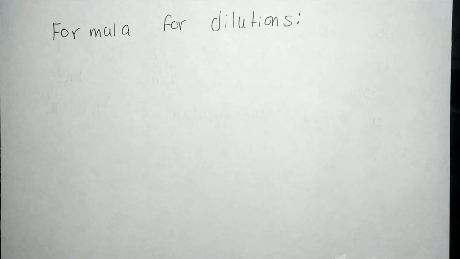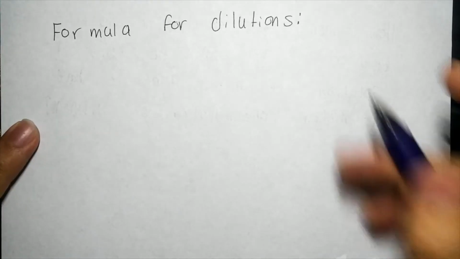Today we're going to be talking about dilutions. If you don't know what a dilution literally is, it's merely taking one solution and increasing the volume of it by adding usually water or some other form of solvent. To start off, let's talk about what the formula for a dilution literally is.